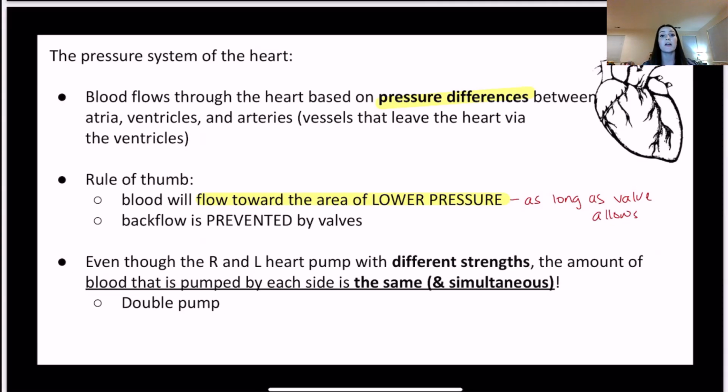Because we know that our AV valves only open atria to ventricles, not the opposite way, for example. And so we know that big old backflow is prevented by valves. Even though the right side of the heart and the left side of the heart do very different jobs, pulmonary on the right and systemic circulation on the left, we're still going to work simultaneously. We're still going to pump the same amount of blood overall. So your textbook calls the heart a double pump for this reason, because it does two jobs, but it's really just one job of circulating the blood through the body. So pressure differences, that's where we are.